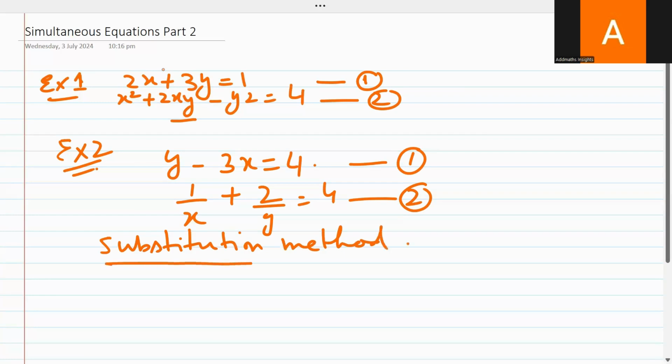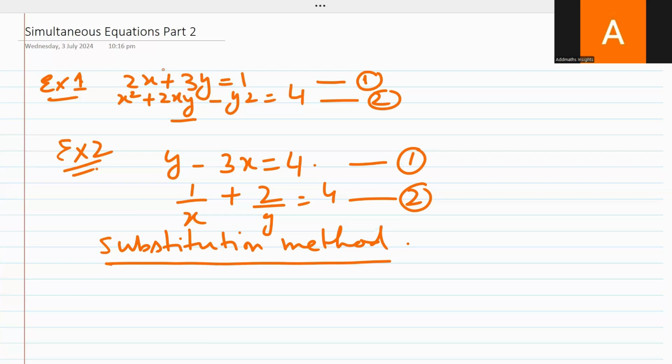To find the solution, you always make y or x the subject from equation number 1, the linear equation, and substitute in the second equation. This is called the substitution method. And secondly, you can also make use of the graphical way in which you draw a curve and a line and then find the point of intersection of that curve and line. So this is how you can solve simultaneous equations.